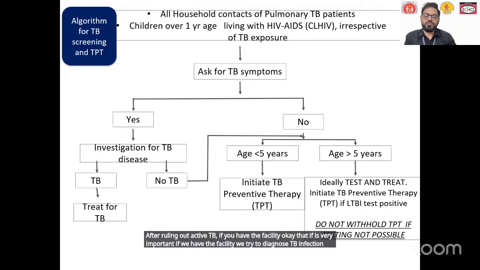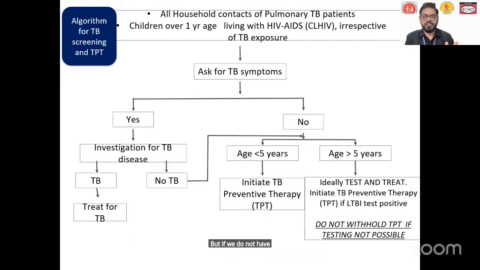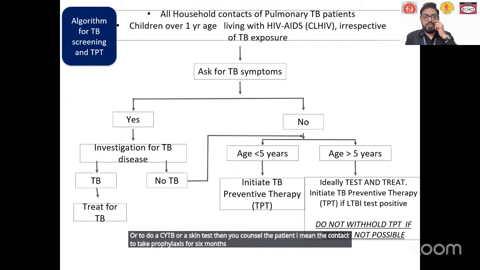Now, how do we diagnose TB infection? Again, either by IGRA or a skin test, that is the CBNAAT test. But if we do not have facilities to do an IGRA test or a skin test, then you counsel the patient, I mean the contact, to take prophylaxis for 6 months. It is very clear. Now, people would argue why this discrimination is made. There are two reasons for this discrimination.